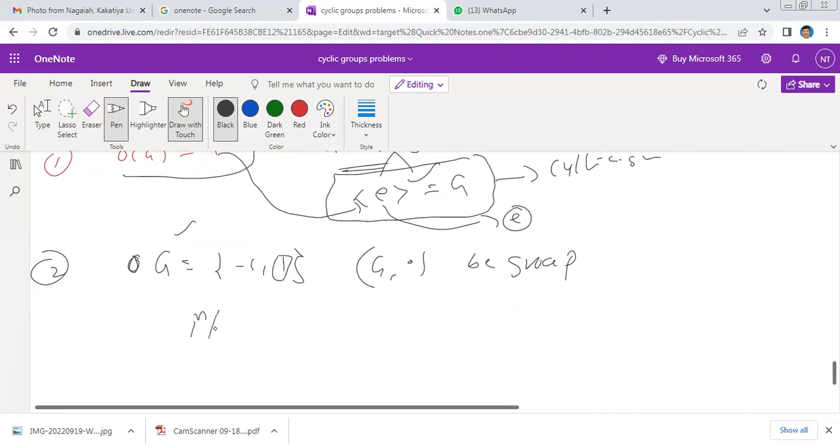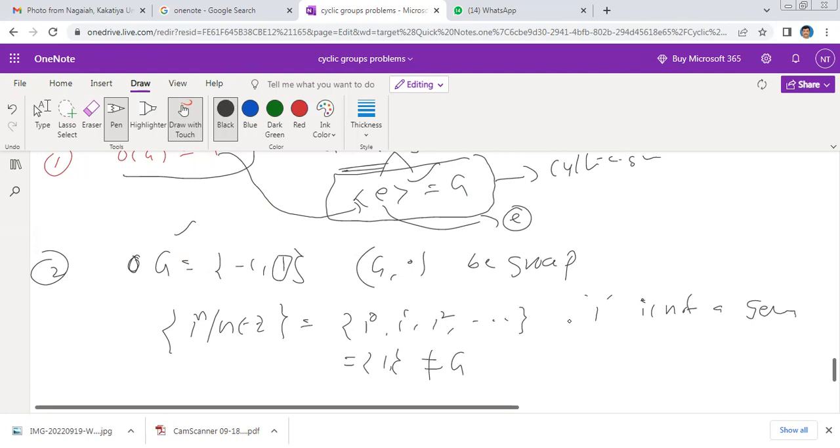Suppose 1 to the power n such that n belongs to Z. Does it give G? Observe here: 1 to the power 0, 1 to the power 1, 1 to the power 2, like this, which is always 1. That is the singleton set {1}, which is not equal to G. So 1 is not a generator.